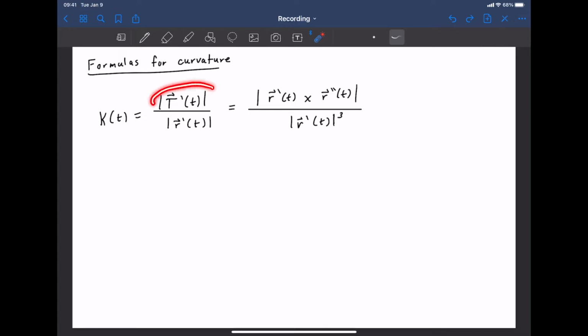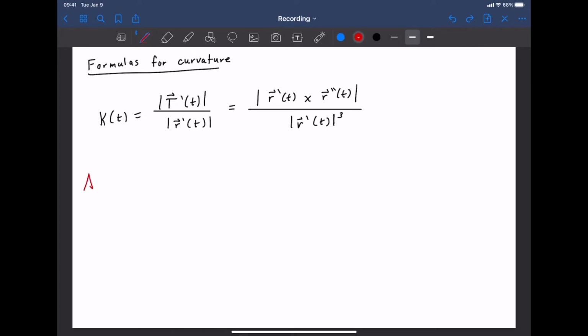It's how much our heading, the direction we're going in, is changing. Change in direction over the change in length. That should make sense, especially if you start thinking about keeping that change in length fixed.